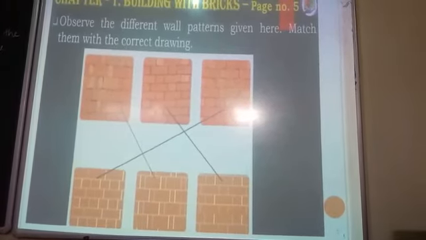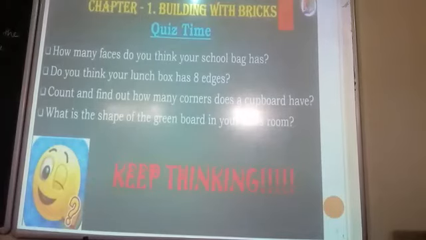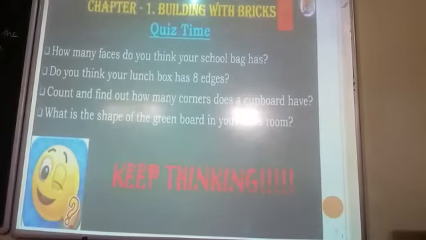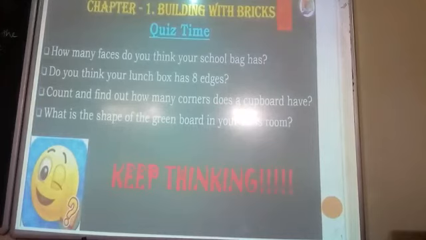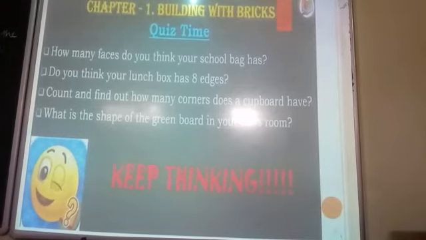Next, based on this, now I have some questions for you. How many faces do you think your school bag has? Do you think your lunch bag has 8 edges? Count and find how many corners the cupboard has. What is the shape of the green board in your classroom?